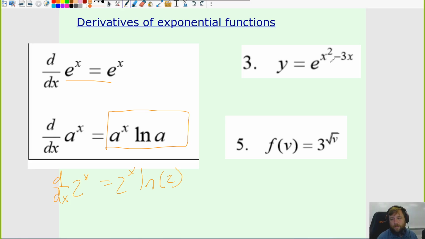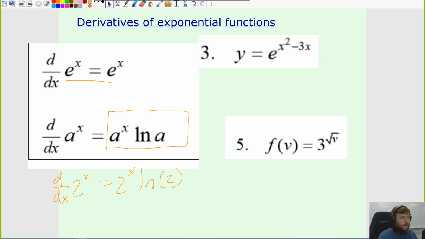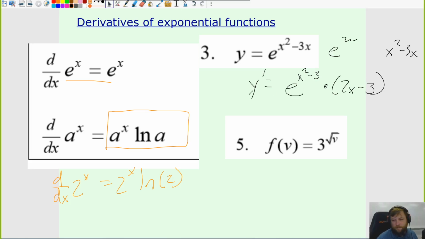So we can do chain rule. Let's take the case of number 3 right up here. Your outside is e to the something, and the inside is x squared minus 3x. So my y prime would be e to that something, x squared minus 3x, because the derivative of e to the x is e to the x, times 2x minus 3. Boom.